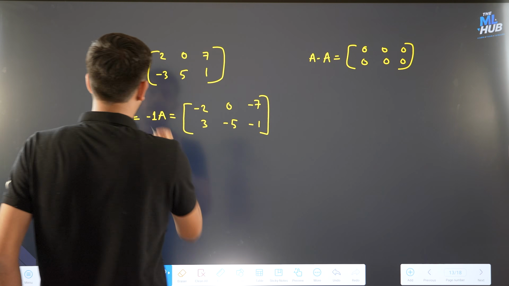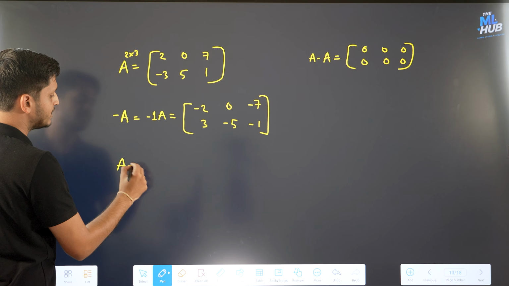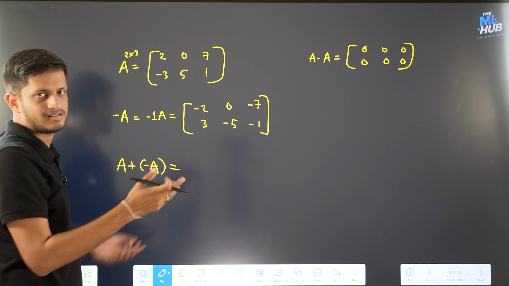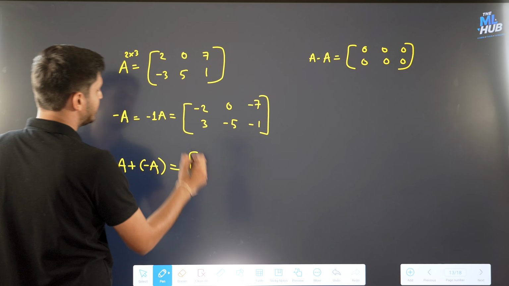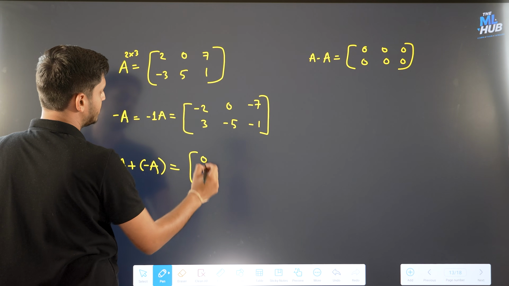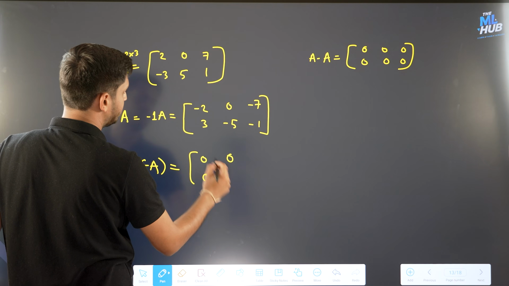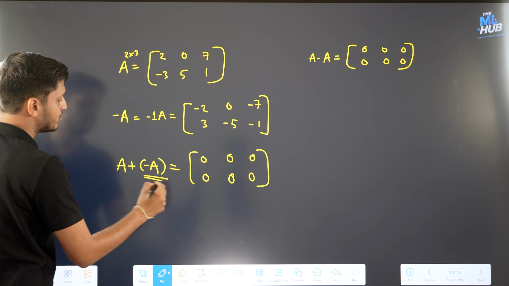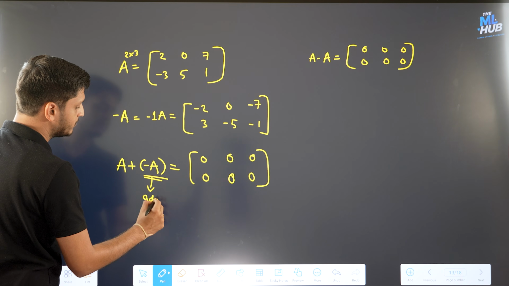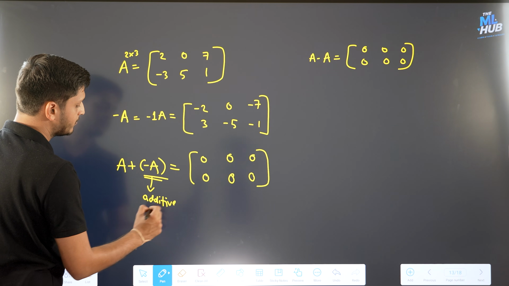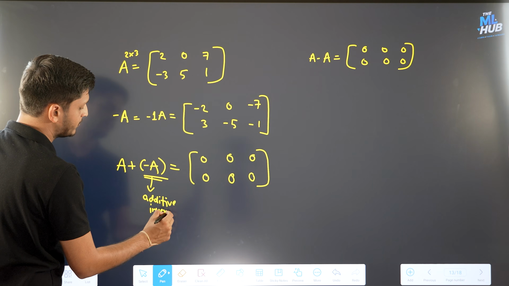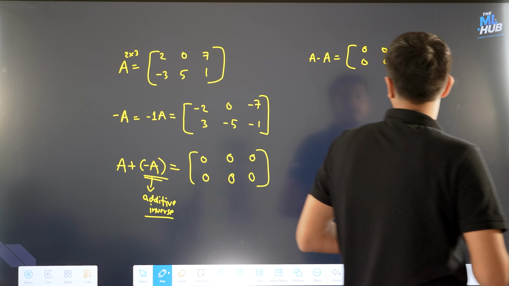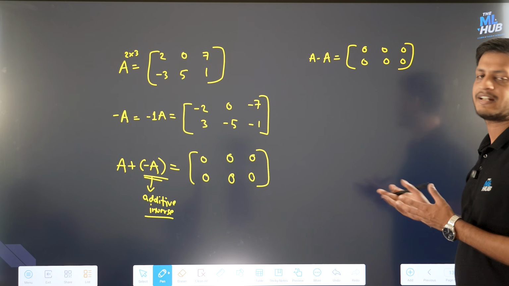And also if you add these two, which means if you add A and minus A, the same thing will happen, right? A plus minus A is nothing but A minus A, they are same. So again, if you add these elements, element by element, 2 minus 2 is 0, minus 3 plus 3 is 0, 0 plus 0 is 0, 5 minus 5 is 0, 0, 0. And hence minus A is called the additive inverse of A. So this is how additive inverses work in matrix addition and subtraction.